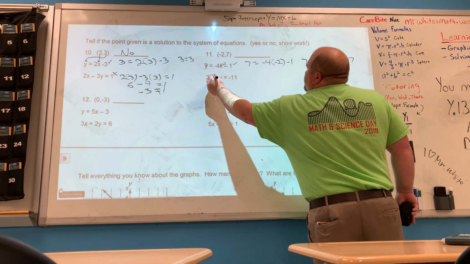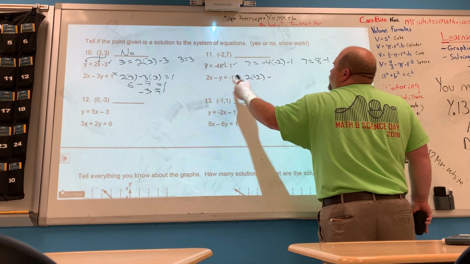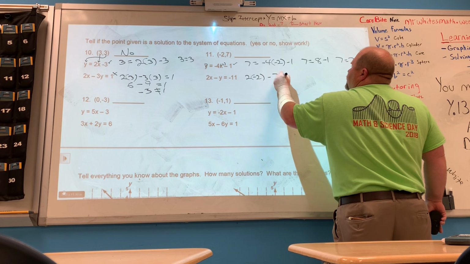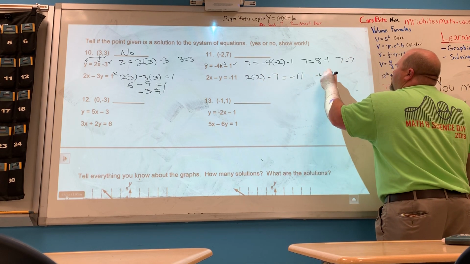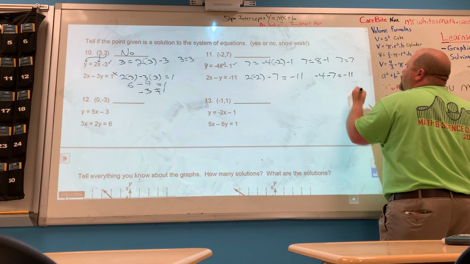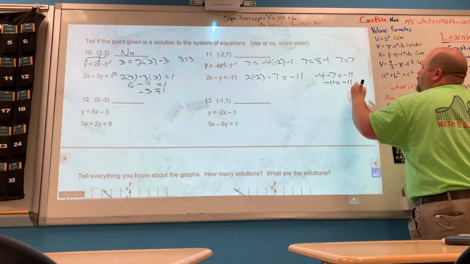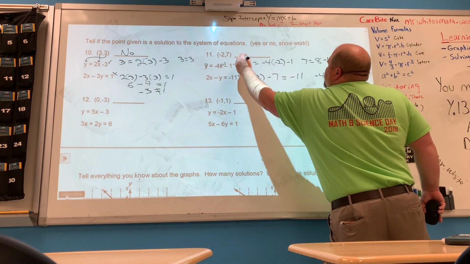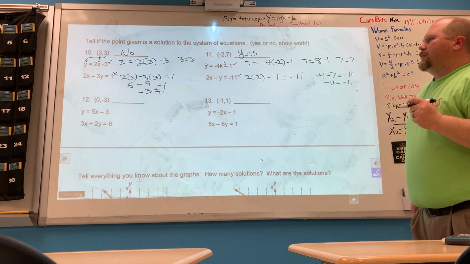So we have 2 times x, so 2 times negative 2 minus y, so minus 7 equals negative 11. So we have negative 4 minus 7 equals negative 11. Negative 4 minus 7 is negative 11, and they are equal to each other. That's a yes. The whole thing is a yes. Okay. Go to problem 12.